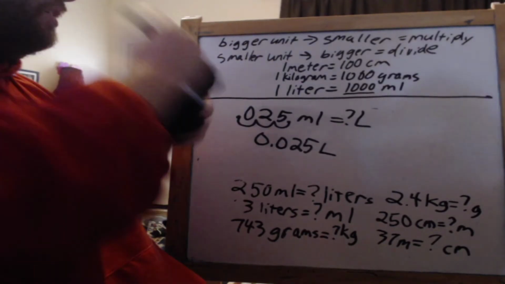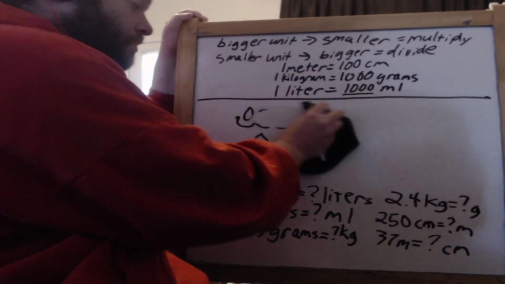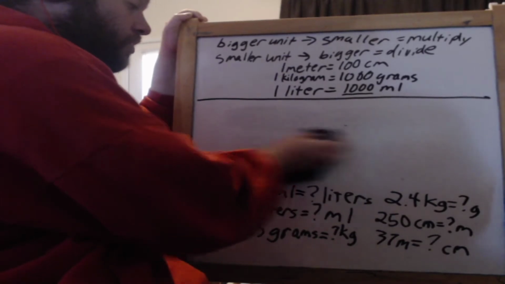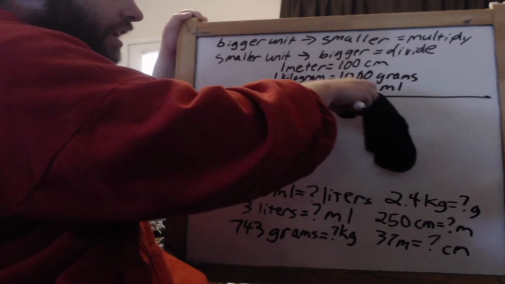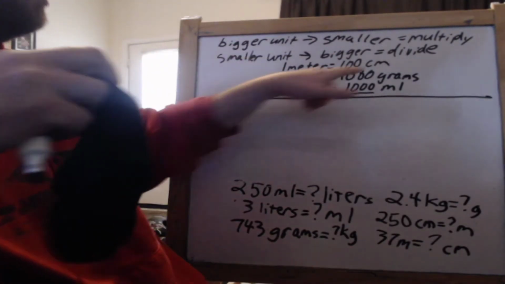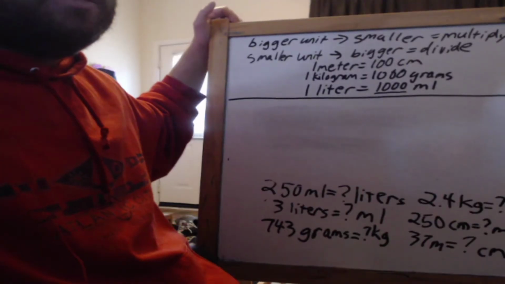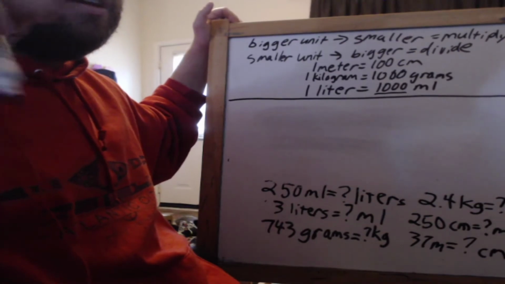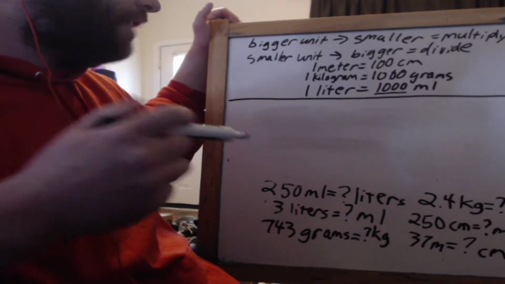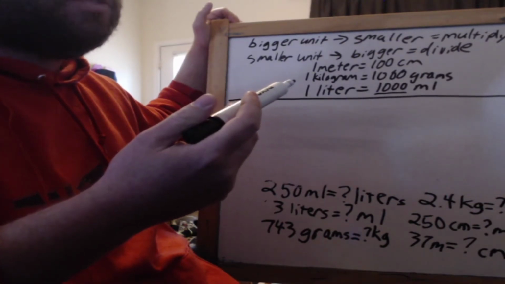But basically, for all of these, since the metric system is done off of tens, right? 100, 10, 1,000, 100, it's all base 10 numbers. That means we're just moving the decimal place over.